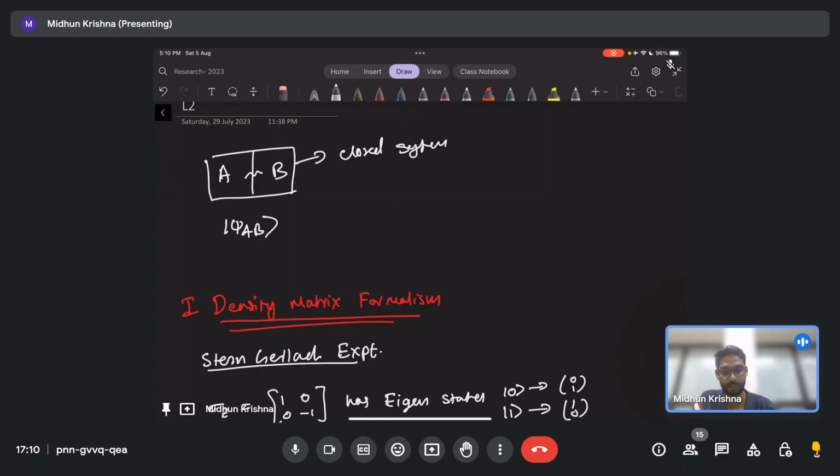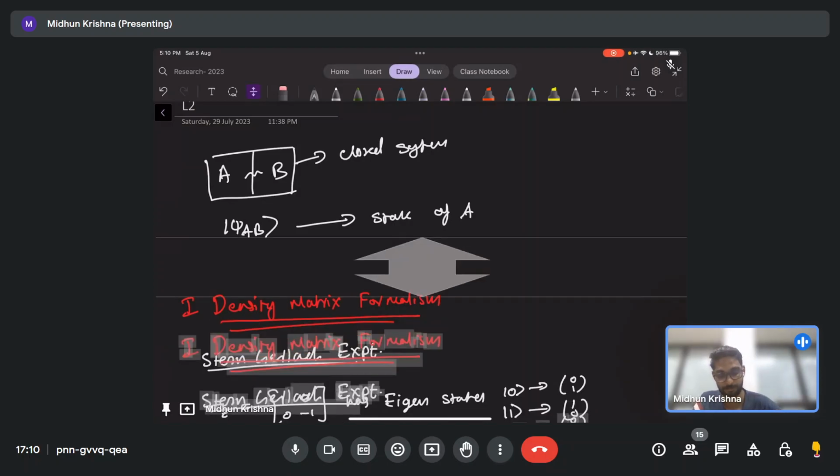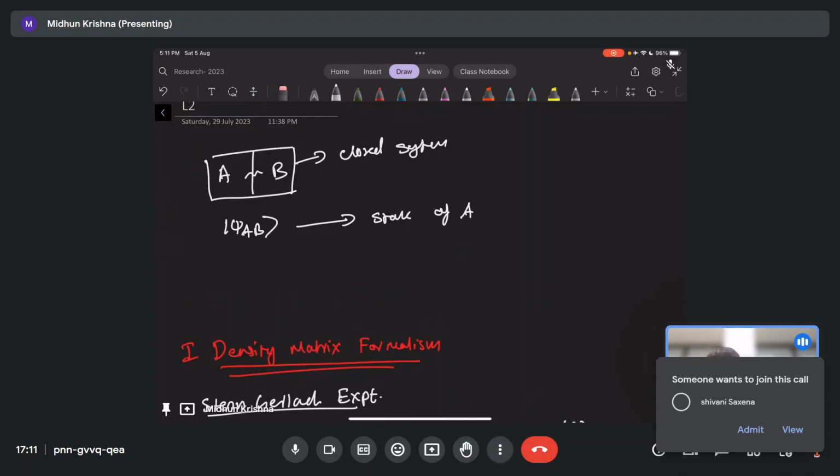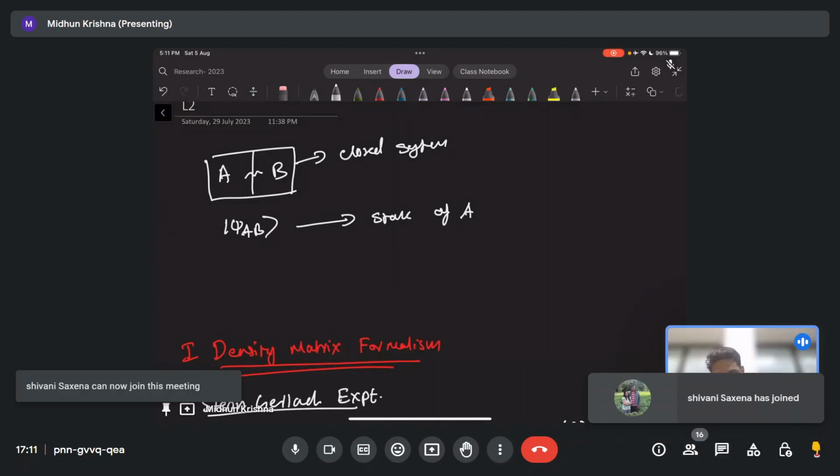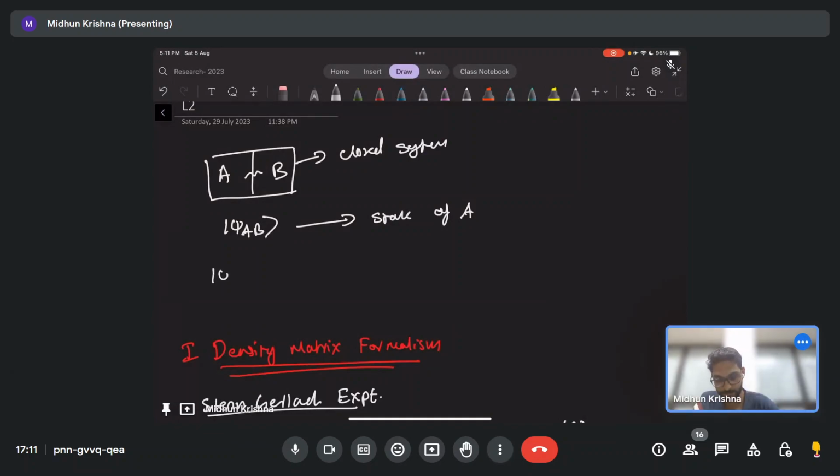So this is one scenario. How do you describe the state of A, right? There are some scenarios in which we won't be able to do that. Let me give you an example. Let's say I have two spins, or two qubits, right? So the joint state psi is (0,0 plus 1,1) divided by root 2.